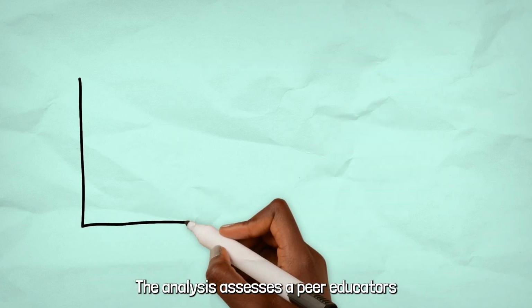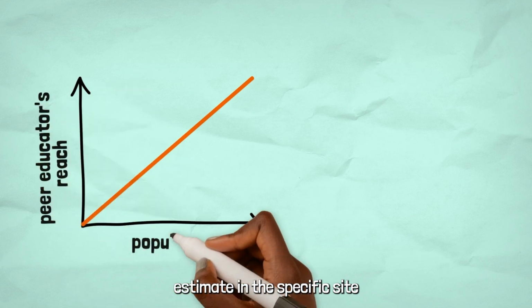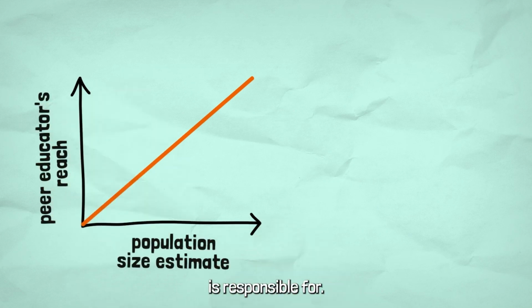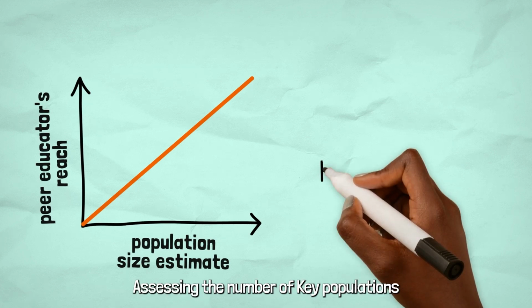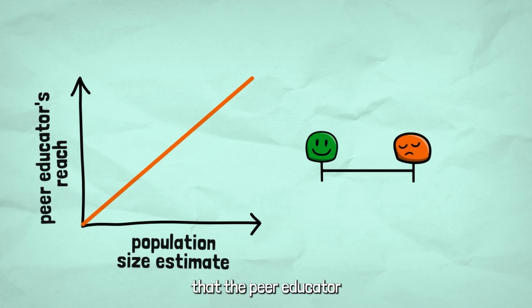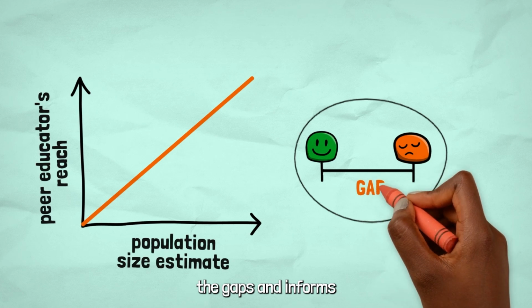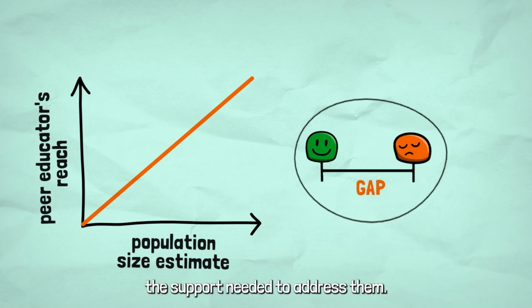The analysis assesses a peer educator's reach against the population size estimates in the specific site that the peer educator is responsible for. Assessing the number of key populations actually reached by a specific service vis-à-vis the expected number that the peer educator should have reached helps to highlight the gaps and informs the support needed to address them.